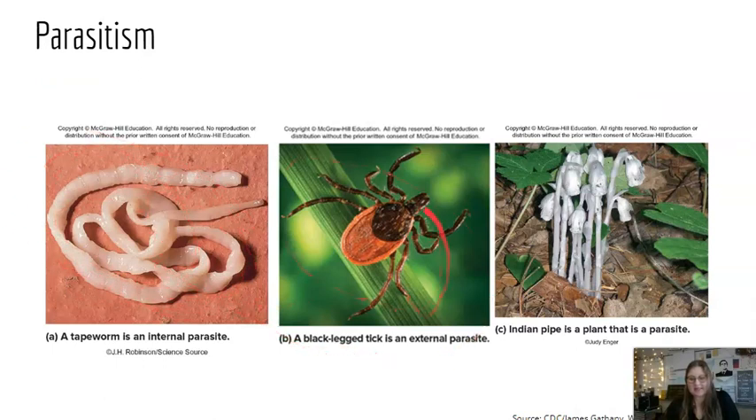This is a black-legged tick, an ectoparasite. And then an Indian pipe plant. Any plant that is 100% white, with no pigment and no chlorophyll to photosynthesize, is going to be a parasite. So the Indian pipe is a plant that's a parasite. That would be an ectoparasite.